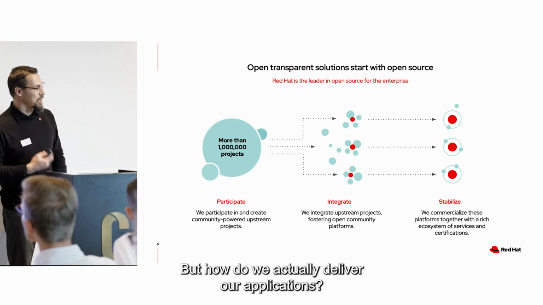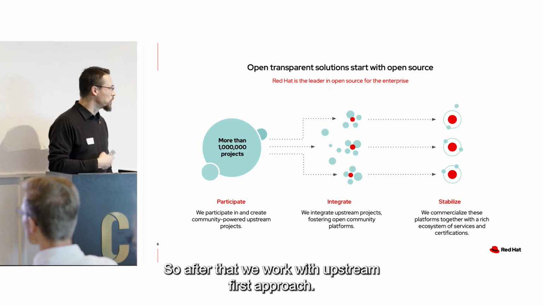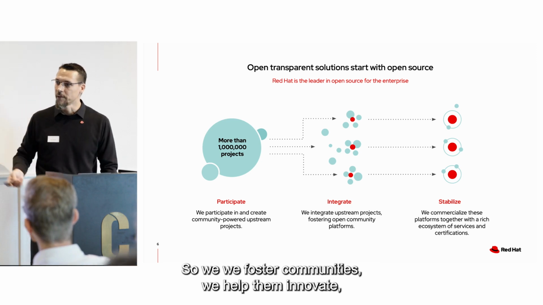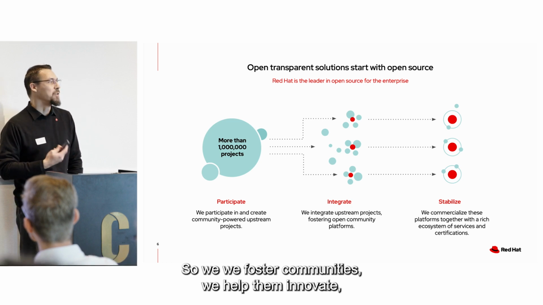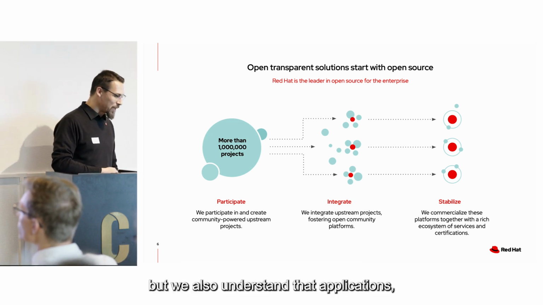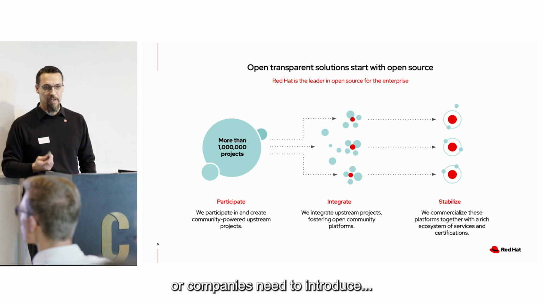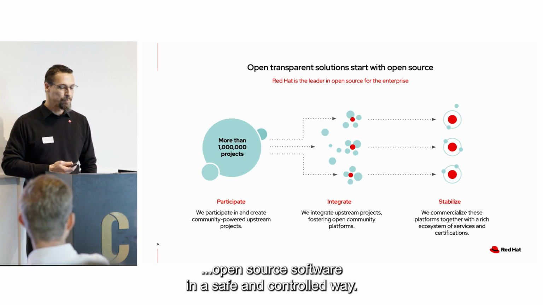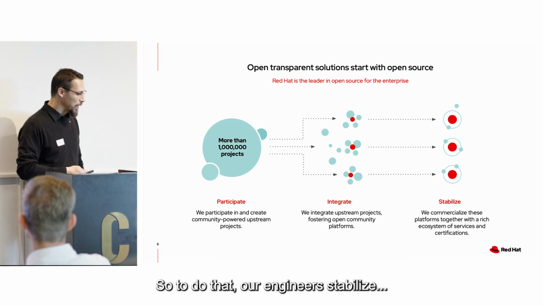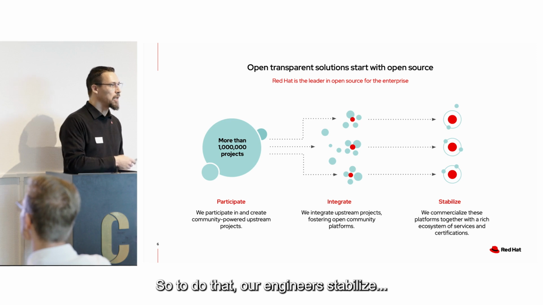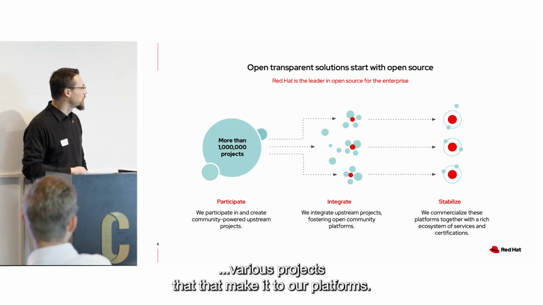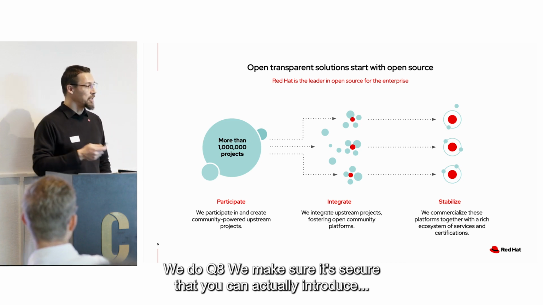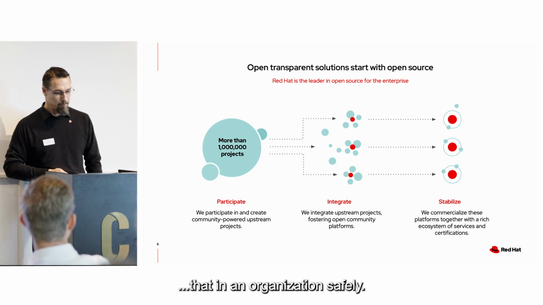But how do we actually deliver our applications? So at Red Hat, we work with the upstream first approach. So we foster communities, we help them innovate. But we also understand that companies need to introduce open source software in a safe and controlled way. So to do that, our engineers stabilize various projects that make it to our platforms. We do QA, we make sure it's secure, that you can actually introduce that in an organization safely.